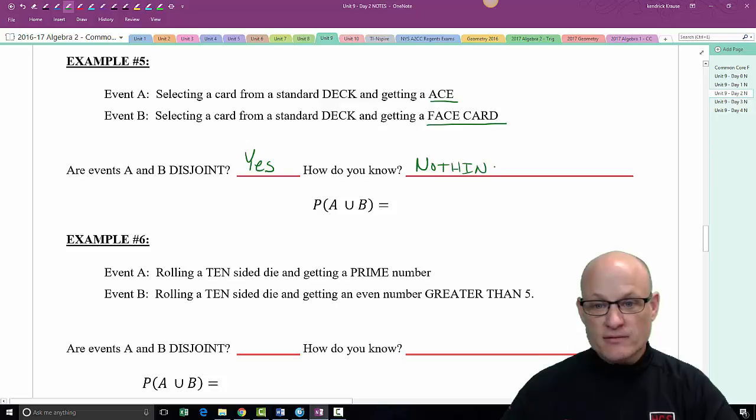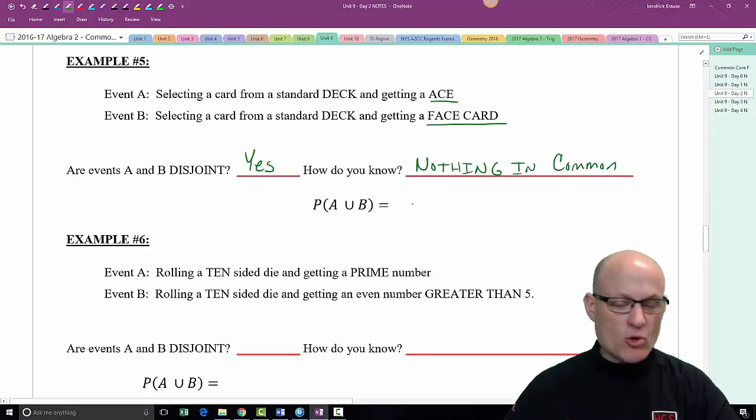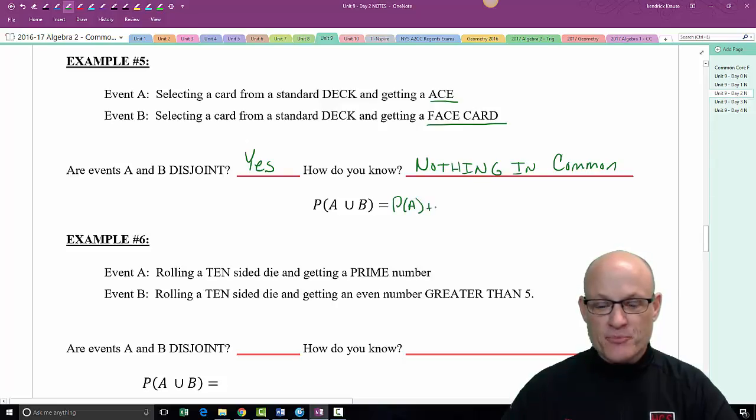Nothing in common. And what is the probability of event A or B? Well, because of this, that's the probability of A plus the probability of B. Which is really, let's see, ace is 4 out of 52. A face card, there's 12 of them. We talked about that the other day. 12 out of 52. That was in day 0. And that's 16 out of 52.